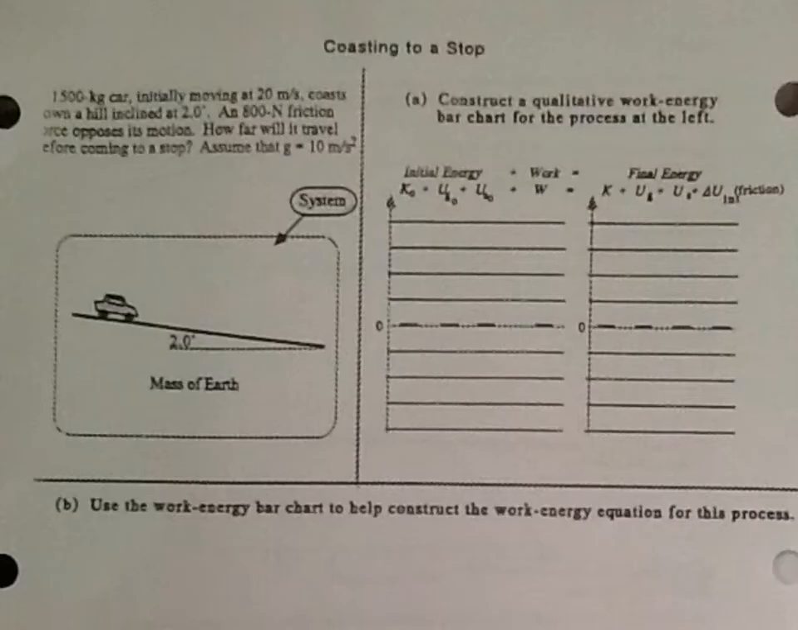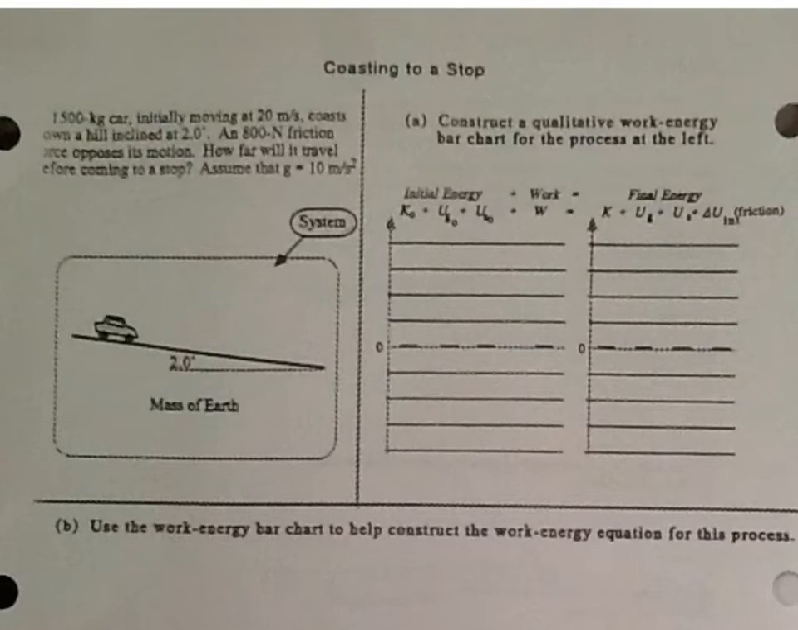This is the coasting to a stop problem that was assigned over the weekend. So it first asks us to construct a work energy bar chart for the problem. We know that it is initially moving at 20 meters per second, so we know that there is KE at 0.1.